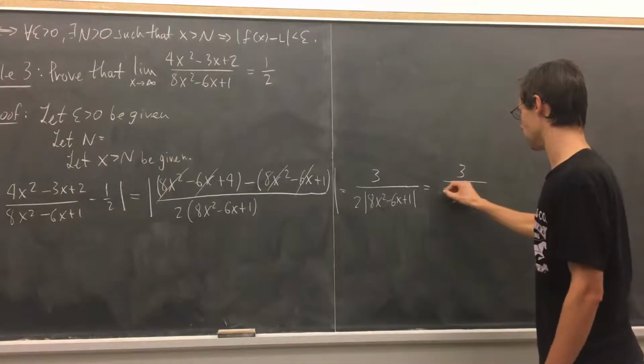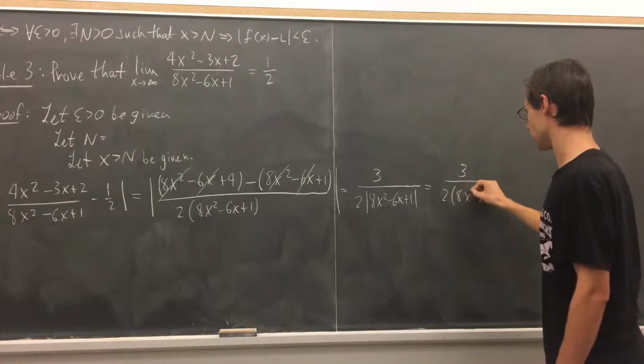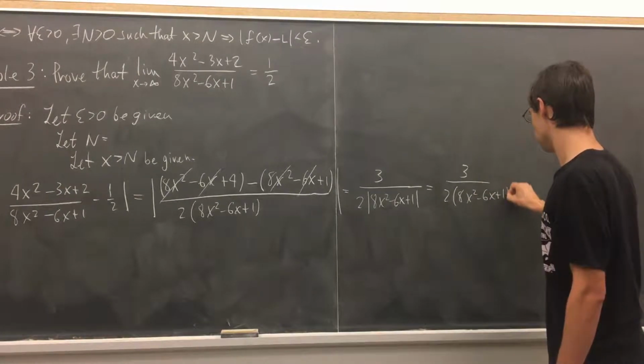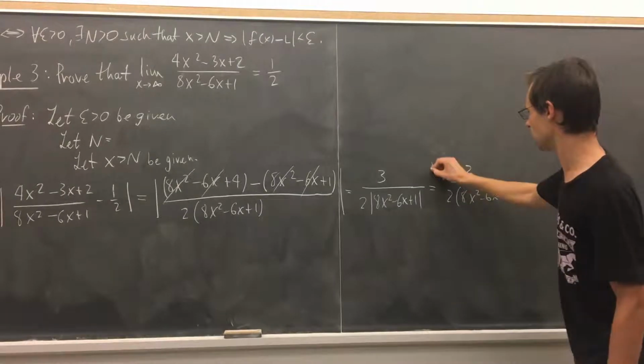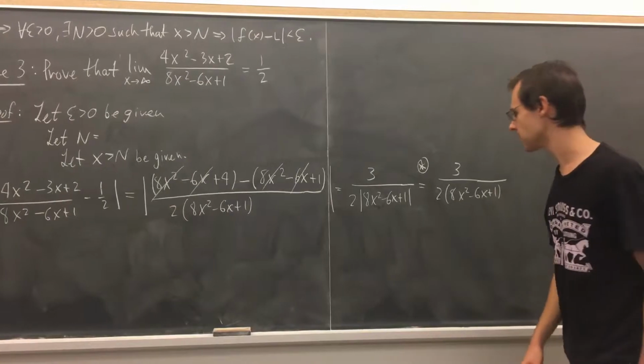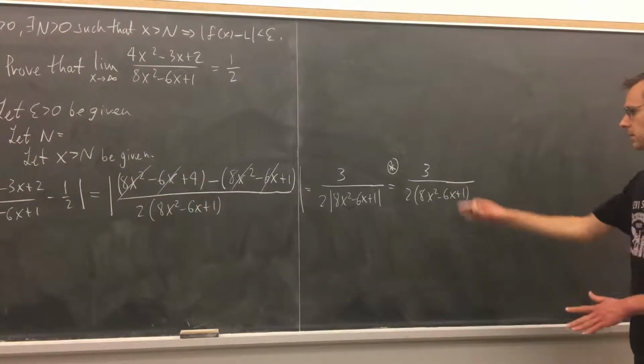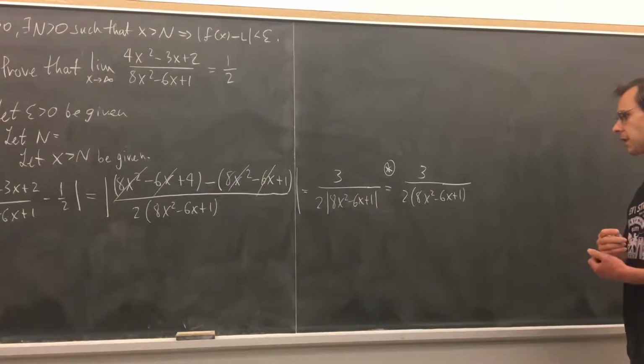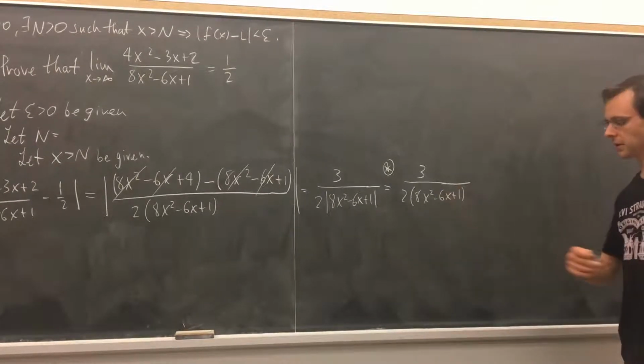We have 3 over 2, 8x squared minus 6x plus 1, okay? And we're going to put in a little star over here. We're going to come back to that step and make sure that it's justified, okay? But for now, let's work with this. Let's continue. So we have 3 over 2 times something.